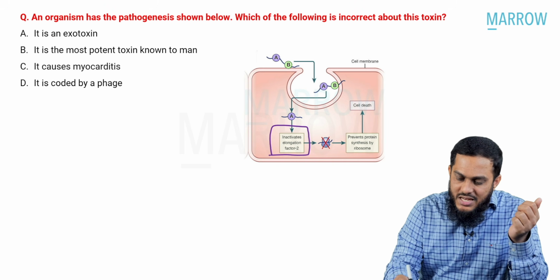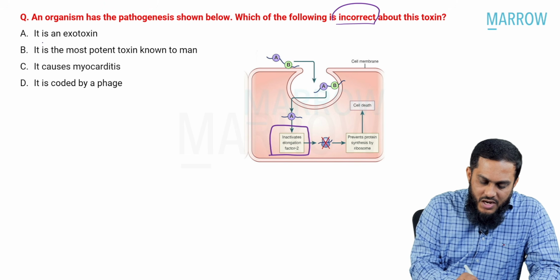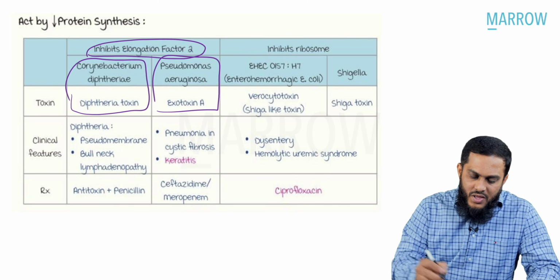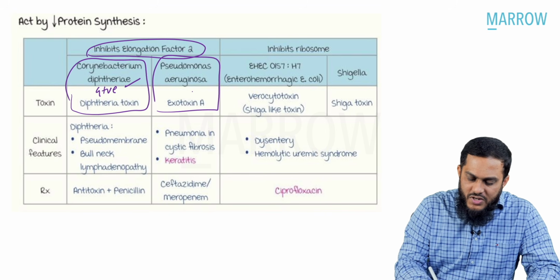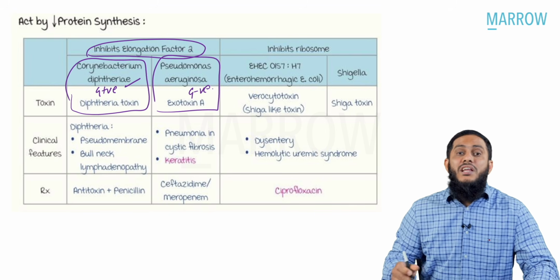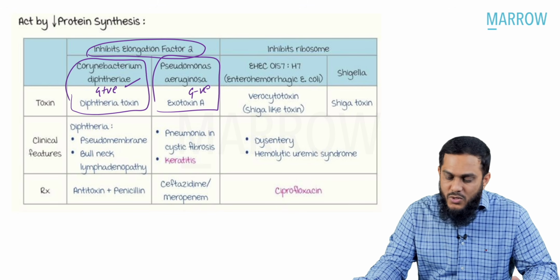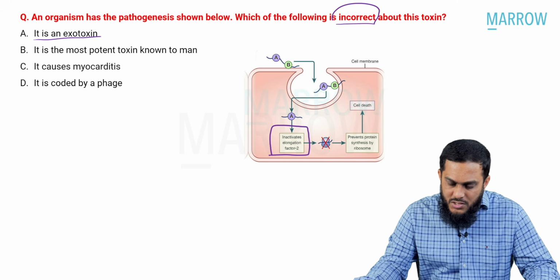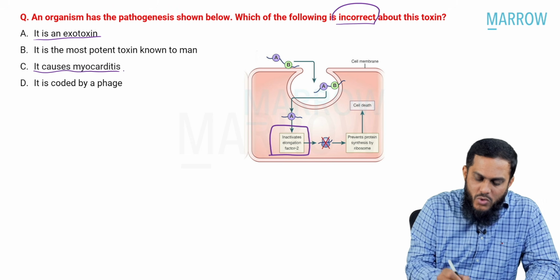Which of the following is incorrect about the toxin? Now here it is an exotoxin. First you need to know that if it is Corynebacterium diphtheriae, it is an exotoxin because it is gram positive. If it is Pseudomonas, it is an endotoxin because it is gram negative. Basic knowledge: gram positive produces exotoxin, gram negative produces endotoxin. So far they have not told whether it is Pseudomonas or Corynebacterium diphtheriae. But once you read the question, they say it causes myocarditis.